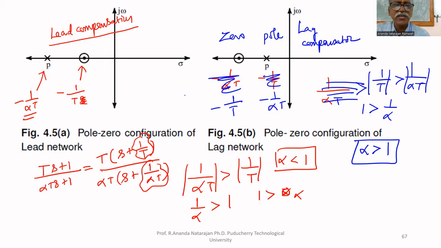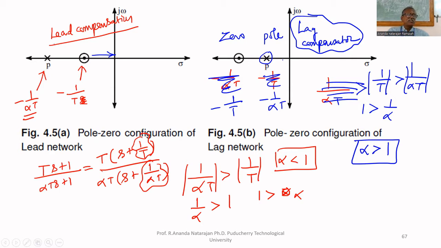So either you can use lead compensator or lag compensator. It depends upon your desired system. If the specification needs a lag compensator, we have to go for alpha greater than 1. If our specification requires a lead compensator, then we go for alpha less than 1. If the zero is very close to the j omega axis, then it is called lead compensator. If the pole is very close to the j omega axis, then it is called lag compensator.